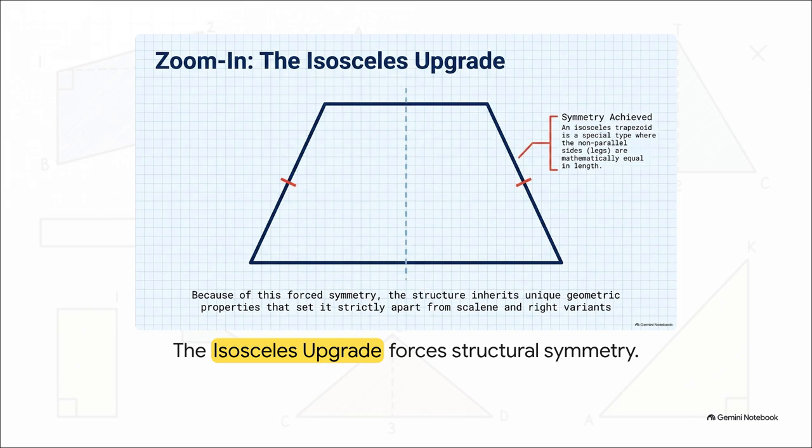We call this amazing revelation the isosceles upgrade. But why is it an upgrade? Because of this forced symmetry, the structure inherits some totally unique geometric properties that our chaotic friend, the scaling trapezoid, just doesn't have. So, in short, when the non-parallel legs are identical, it forces a structural symmetry that sets this shape strictly apart from all the others.